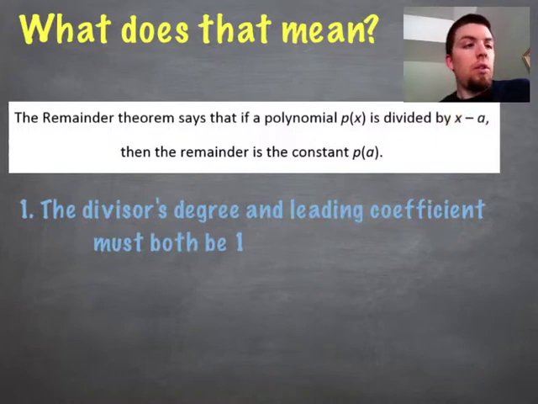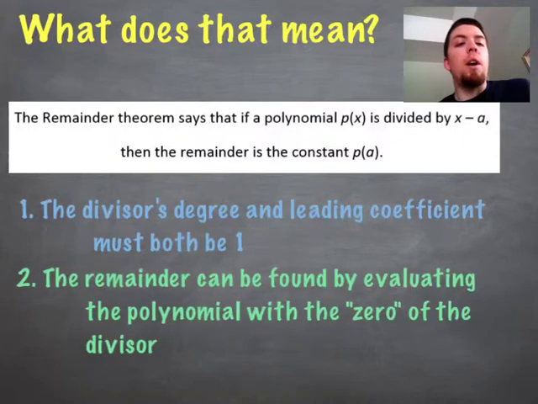The second one says the remainder can be found by evaluating the polynomial with the 0 of the divisor. So that's what we know by p of a right here. Evaluating means substitution. So you'll see here it says p of a. That means they replace the x up here with the a value. Now notice it wasn't x minus a, it was the 0 for that. So they took the x minus a, set it equal to 0, and solved. And so they substituted a into the equation, and then they found the remainder by that method.